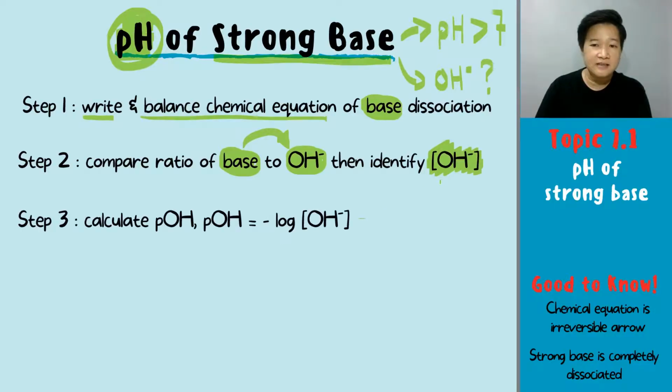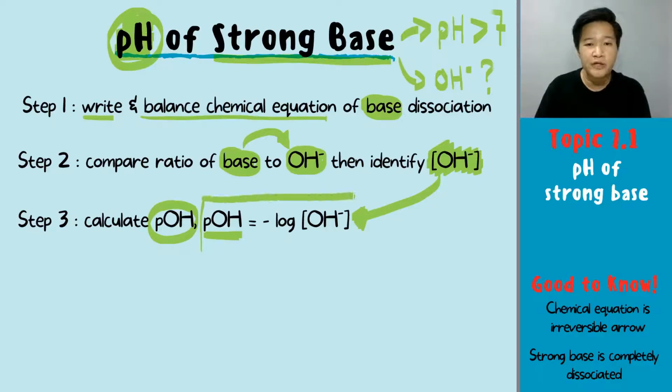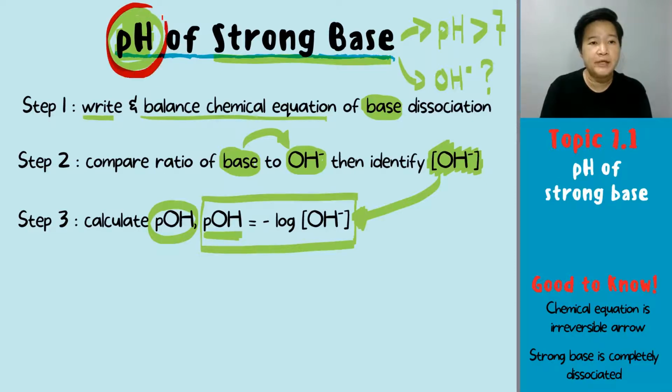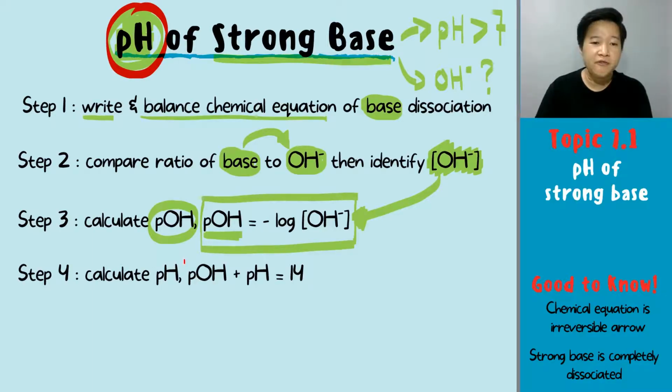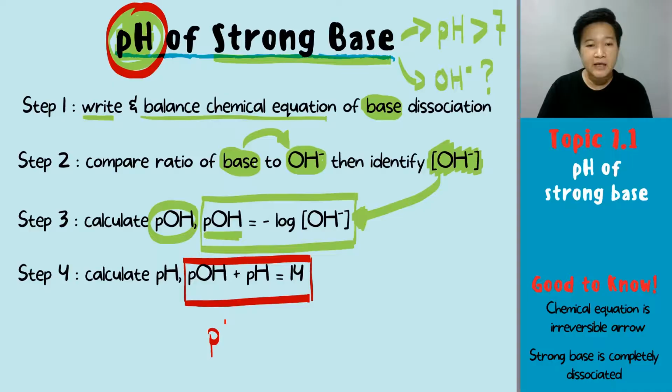Okay? And since in the second step we are getting the concentration of OH minus, in the third step you can only calculate the pOH first. From the concentration of OH minus, you will only be able to calculate the pOH using the formula pOH equals negative log OH minus concentration. But the question is asking for pH, so how do I calculate the pH of a strong base? Simple. You are going to use the formula pOH plus pH equals 14. That means the pH value of a base can be calculated by using 14 minus the pOH above.